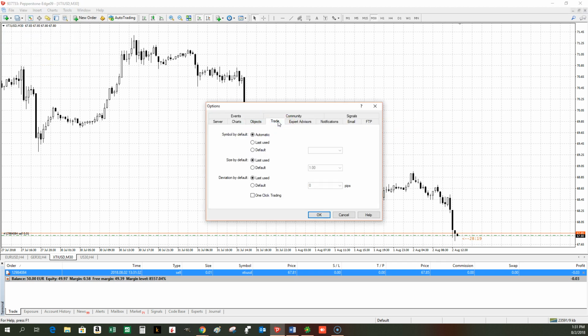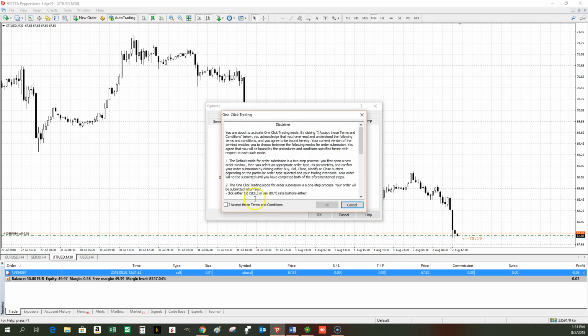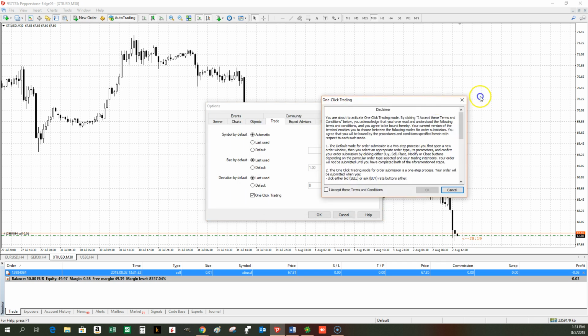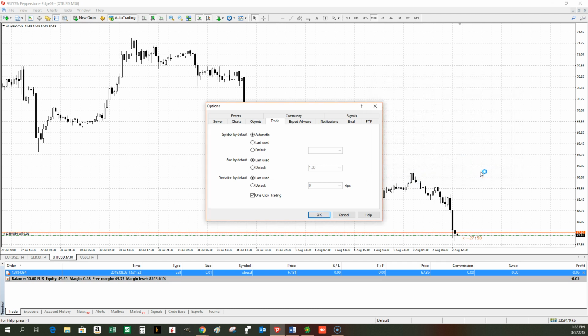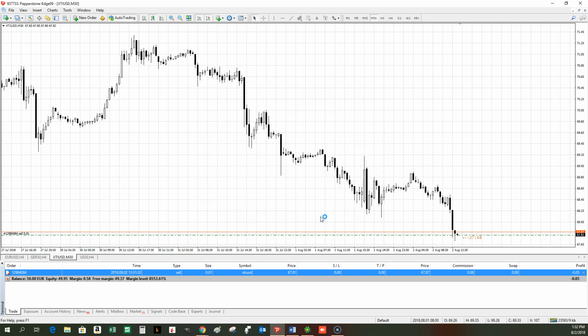you click on one click trading, because you don't want to have confirmation every time you open a trade or you close a trade. You click on I accept the terms and conditions, and you click on OK, right? Okay, so now it's giving me the possibility to open and close trades very, very fast. Okay, now let's see what's happening.